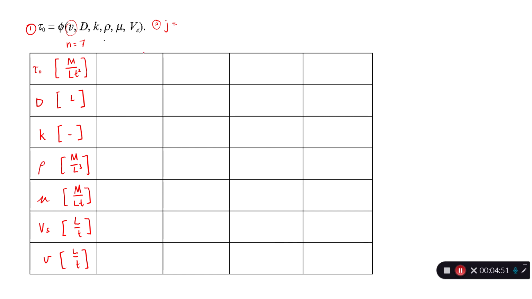Once we've listed down everything, we can calculate how many primary dimensions we have. So we have mass, length, and time. Check that there is nothing else. So that's 3. Therefore, we move on to step 3. K equals 7 minus 3, which is 4. So we are expecting pi 1, pi 2, pi 3, and pi 4. We are expecting 4 dimensionless variables in the end.